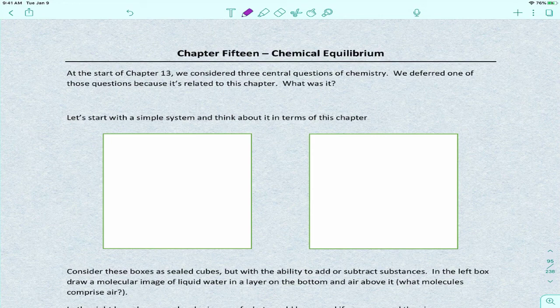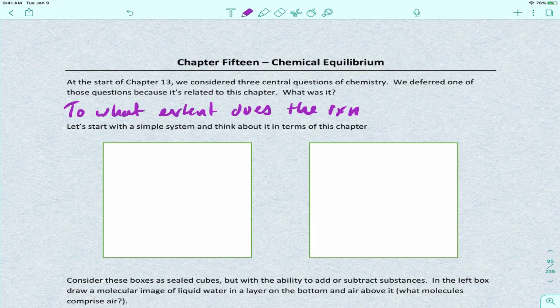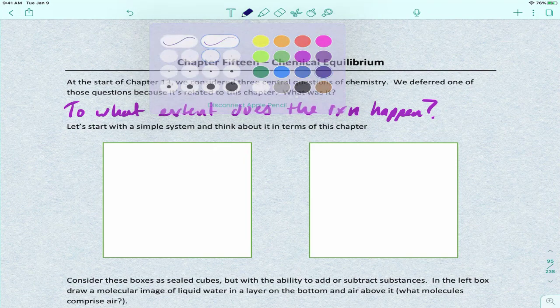In this chapter, we're going to introduce a topic that we're going to talk about for the next 4 chapters. And the question that we're going to talk about now is, to what extent does the chemical reaction occur? Or to what extent does the chemical reaction happen? And so that's the question that we're now going to answer.